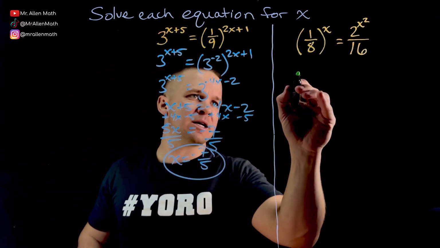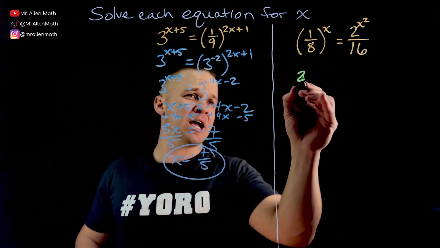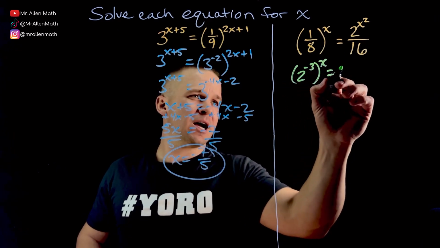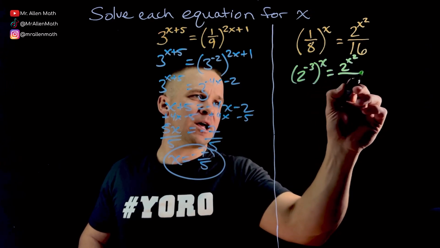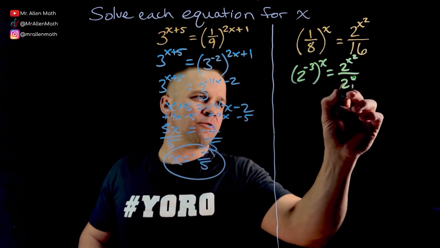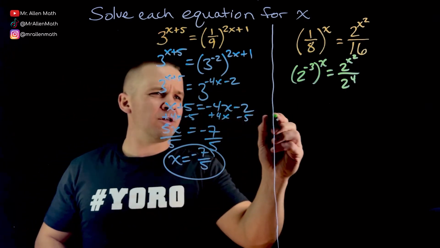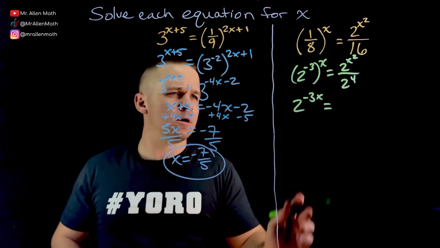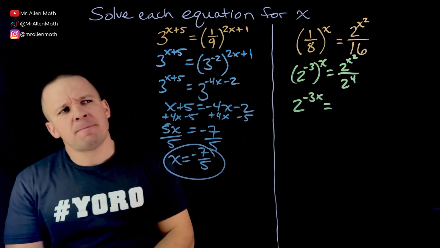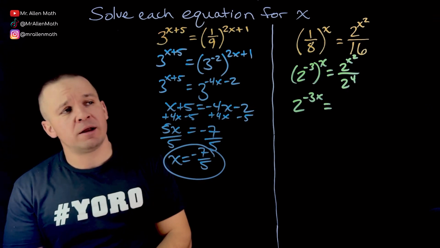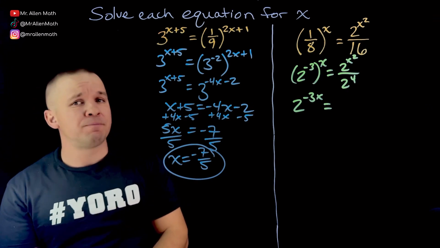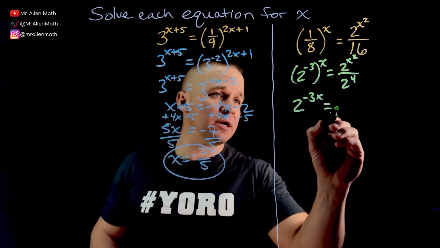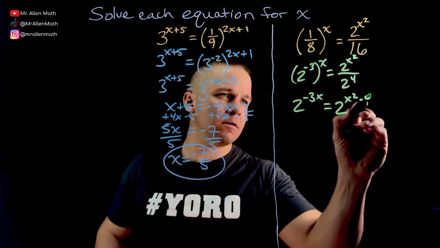So over here on the left-hand side, I'm going to have 2. 2 to the third is 8, so 2 to the negative third would be 1/8, with the x. I got 2 still to the x squared, whatever that is. And then 16 would be 2 to the 4th. So over here on the left, I'm going to have 2 to the negative 3x equals, like bases though actually, I got 2 raised to the x squared and 2 raised to the 4th. If I have like bases, as ugly as this is, I can subtract my exponents. So I'm going to have 2 to the x squared minus 4.